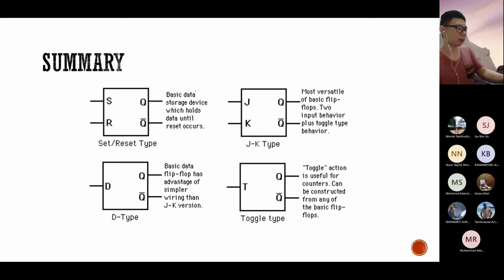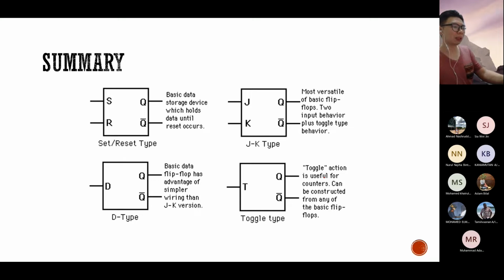So the SR flip-flop is a basic data storage device which holds until reset occurs. And you have the D flip-flop, which has the advantage of simpler wiring than the JK flip-flop. Okay, this is just a description, but I bet you know more than this basic description. The JK flip-flop is the most versatile kind, because it does not have an invalid state. The SR flip-flop has an invalid state, and the last flip-flop was the toggle flip-flop.